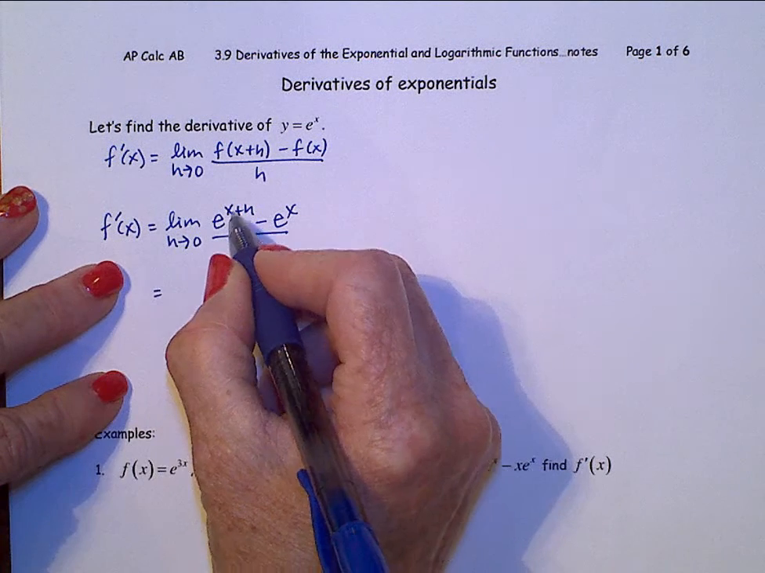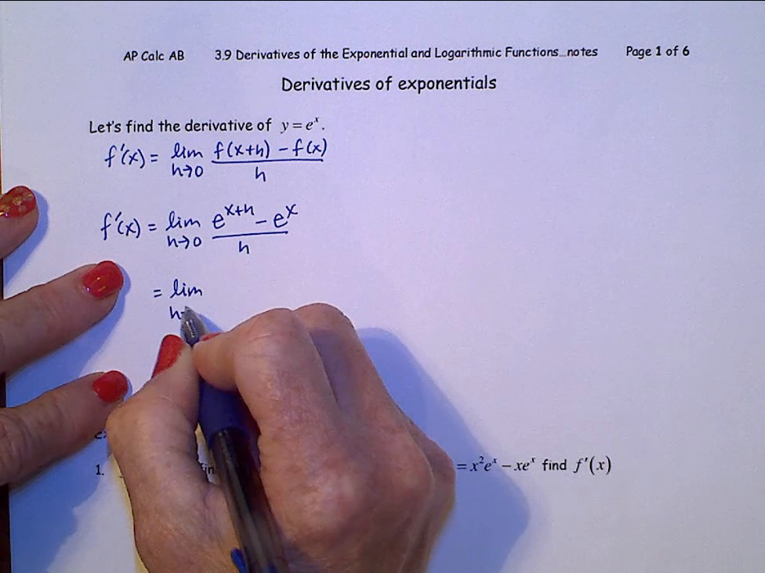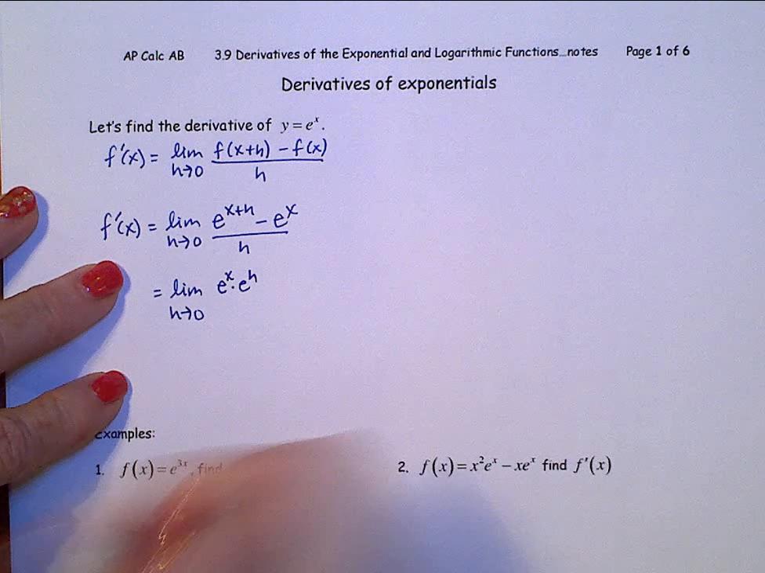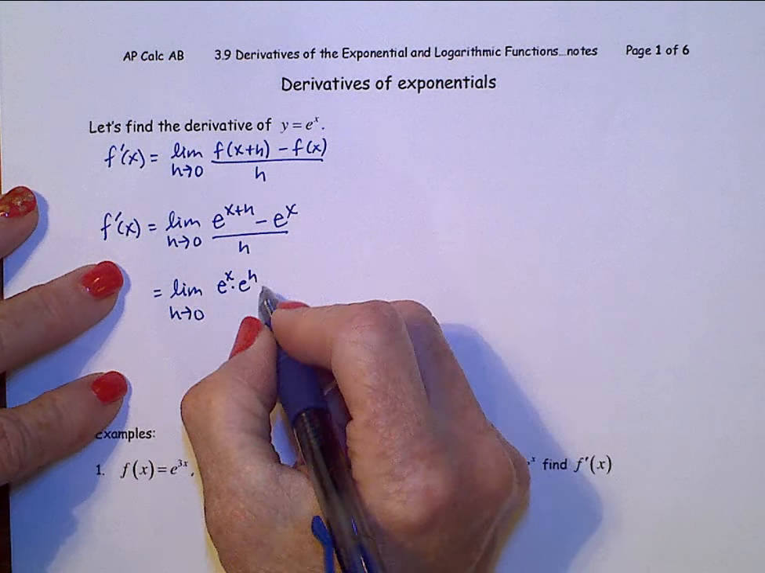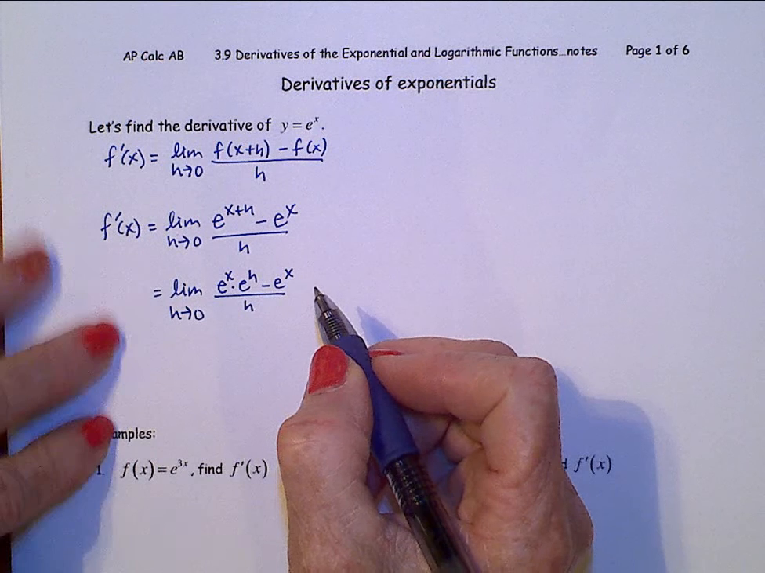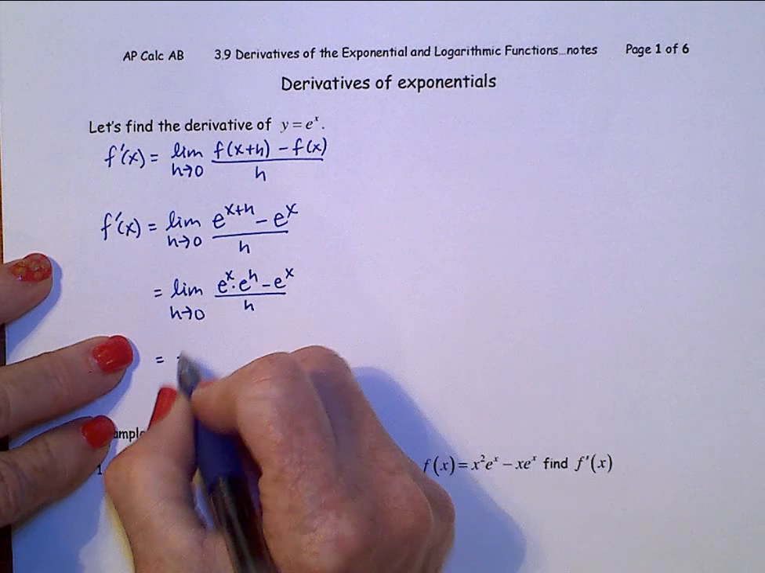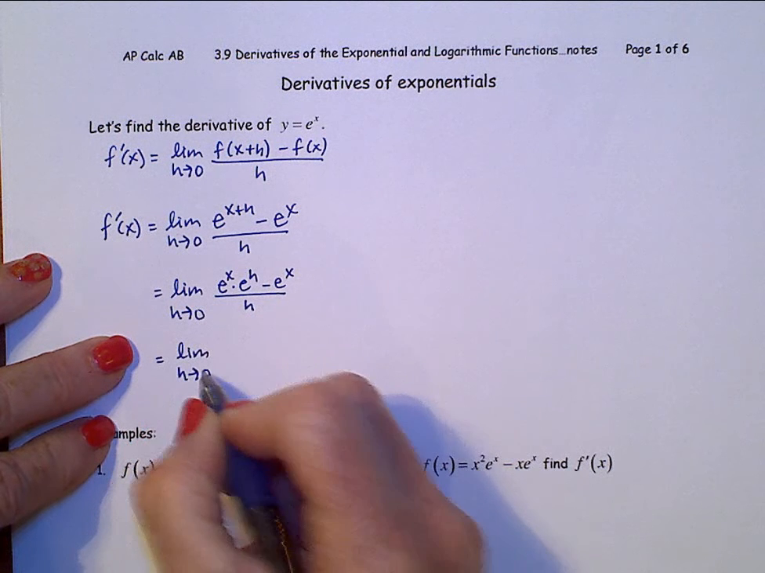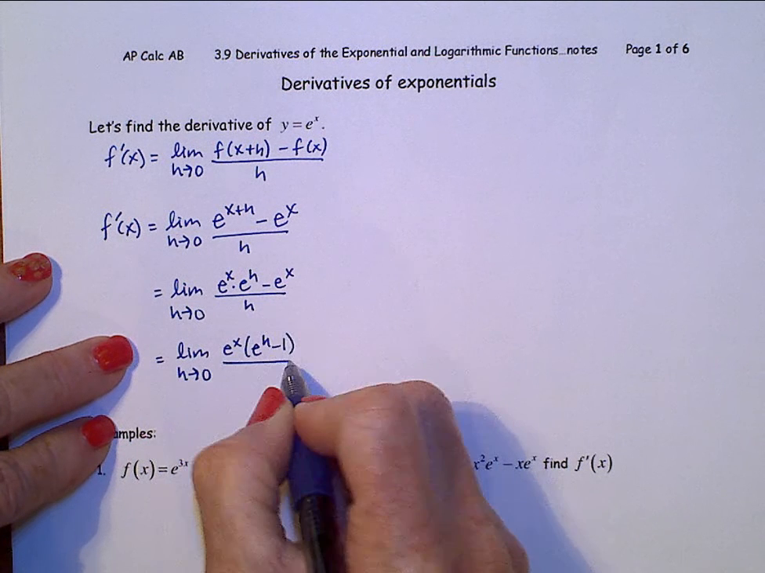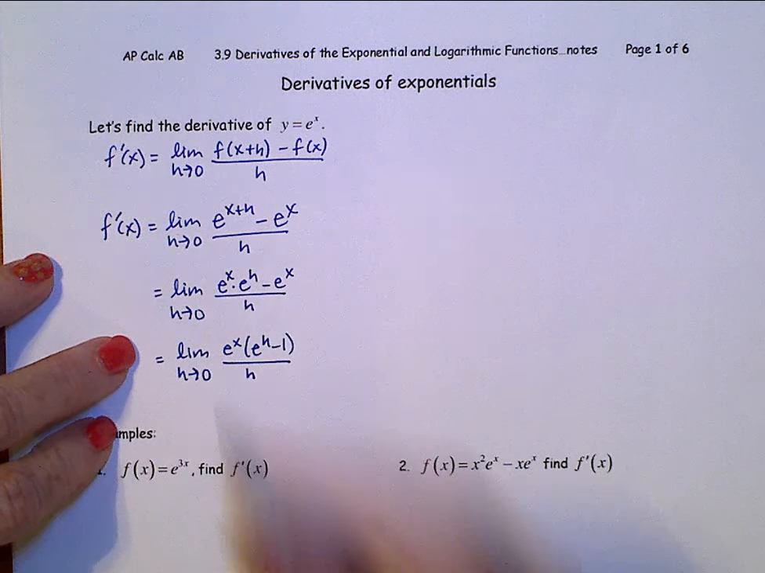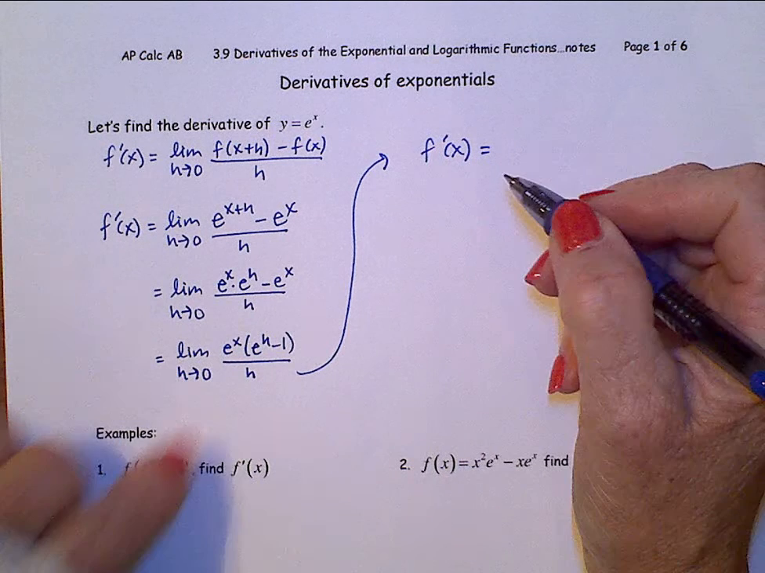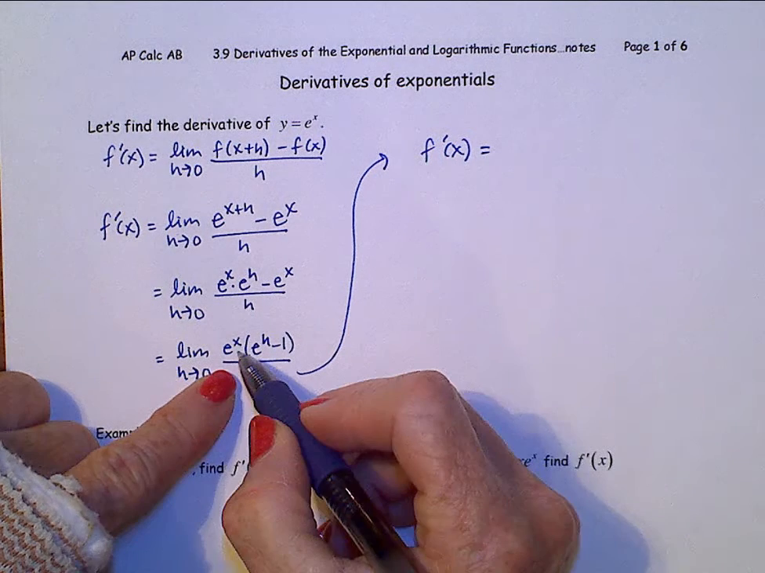Rewriting this e to the x plus h, we can say that e to the x plus h is e to the x times e to the h minus e to the x all over h, and then factoring out an e to the x, all over h, and then we can separate this limit over this multiplication right here.